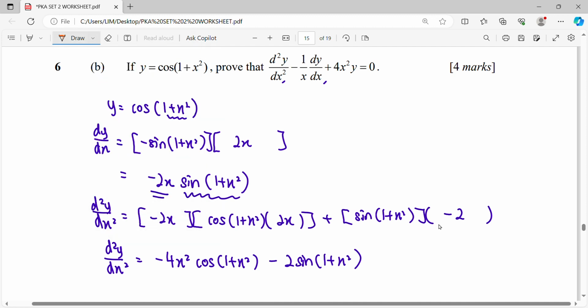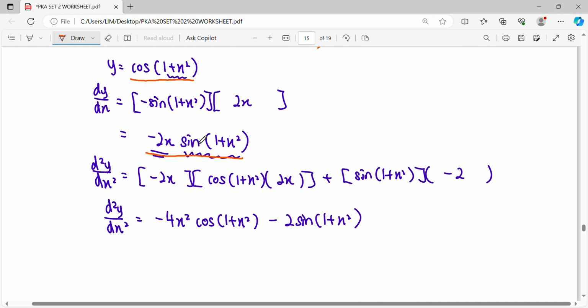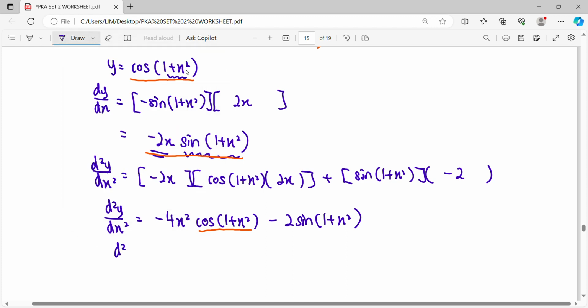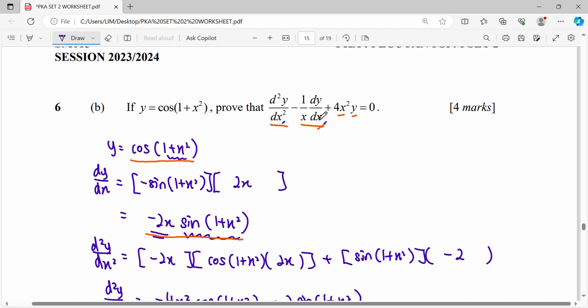Compare back to the question. As you can see, what do you need to prove here? They are in terms of x and y and dy dx. So try to see whether we have cos (1 plus x squared). Try to see whether we have this term. So when we look at cos (1 plus x squared), this part can be substituted by y. So we are doing the multiplication method. We modify this equation until it reaches this pattern.